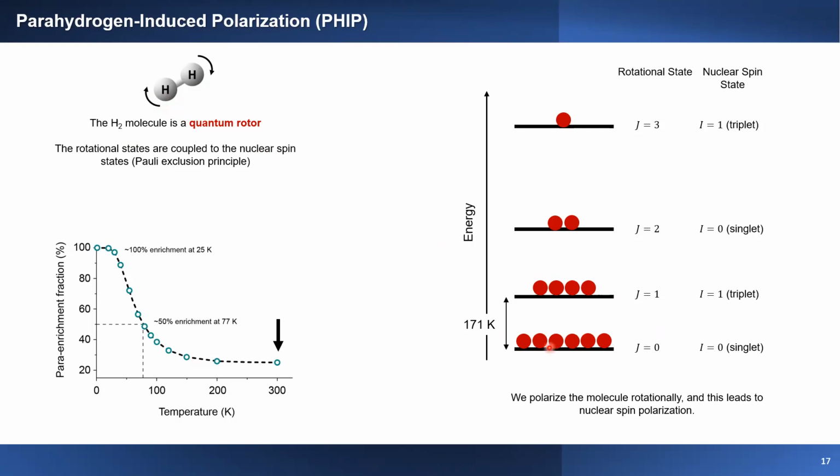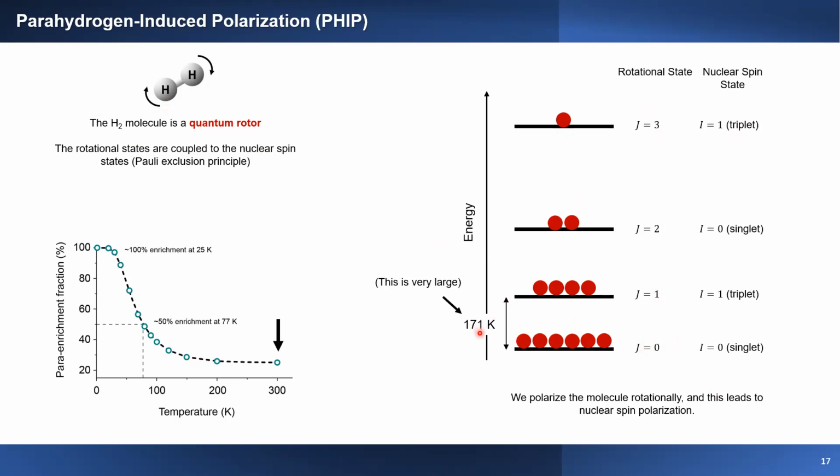So over here, we have a diagram showing the energy levels where we have rotational states, and they're labeled here with the rotational quantum number, and the nuclear spin state that the molecule must necessarily be in if they're in this rotational state.